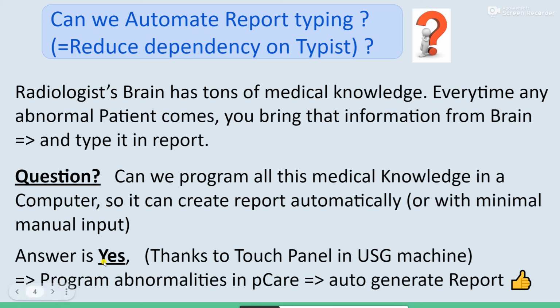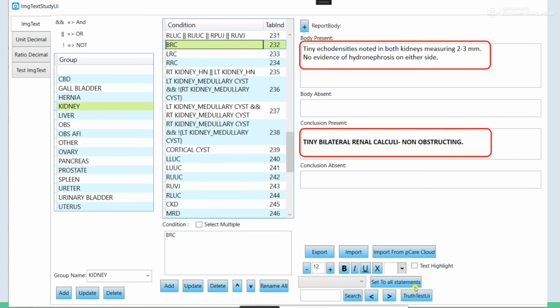Okay, so the answer is yes. Thanks to the touch panel in your USG machine, you can simply program abnormalities in pCare, and pCare can auto generate the report for you. Let us see how. It has programmable reporting.